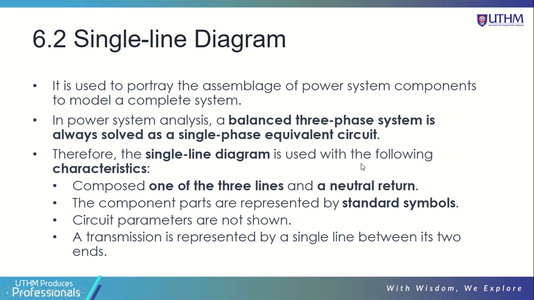Therefore the single line diagram is used with the following characteristics. Number one, it is composed of one of the three lines and a neutral return. Number two, the component parts are represented by standard symbols, for example a generator, a bus, a transmission line, a circuit breaker. So all the major components in a power system are represented by standard symbols, which you can see after this, commonly used in power systems. Number three, circuit parameters are not shown. And the last one, a transmission line is represented by a single line between its two ends, the sending and receiving ends.